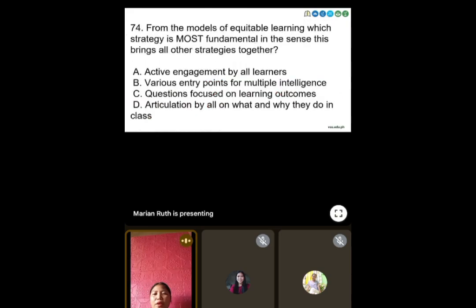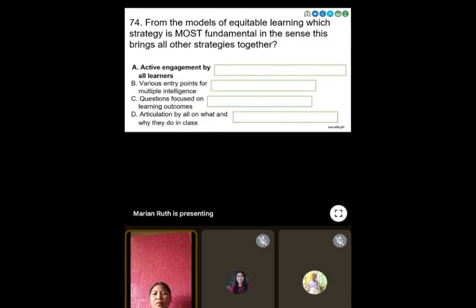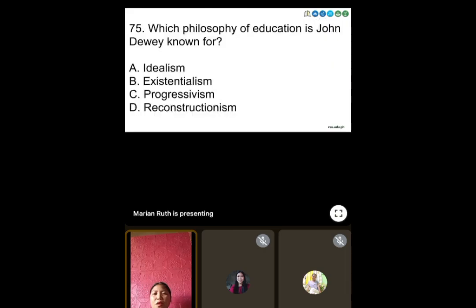Item 75. Which philosophy of education is John Dewey known for? A. Idealism. B. Essentialism. C. Progressivism. Or letter D. Constructionism.